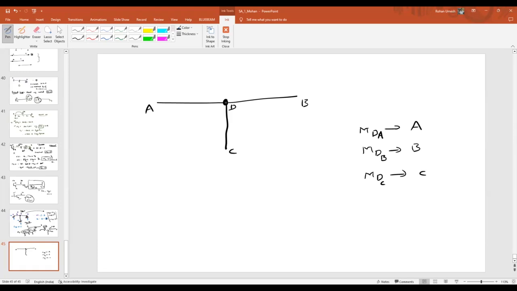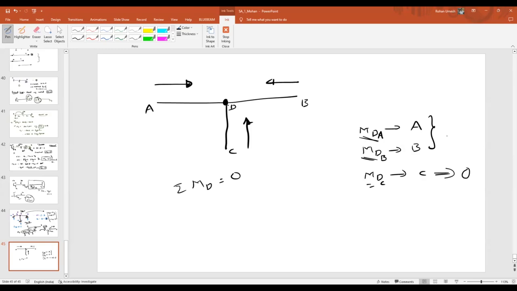So the moment at point D, I can represent either coming from A, or from B, or from C. That means indirectly you are taking the element moments: MDA, MDB, MDC. The logic is that MD should be equal to 0, or the summation of moments at D should be equal to 0, because it is a hinge joint. If any two of these are 0, then the third one will automatically be satisfied. So that is why we always say that.